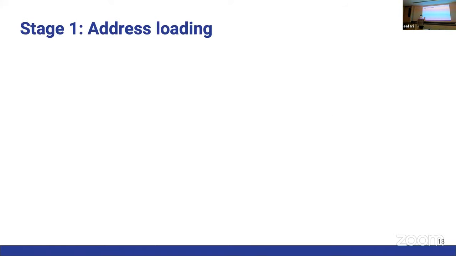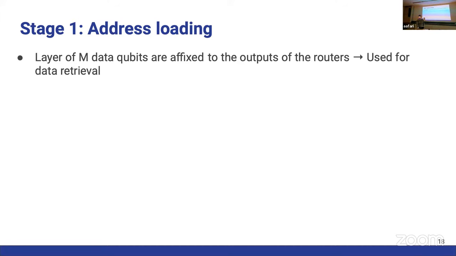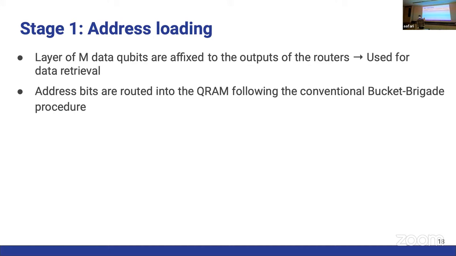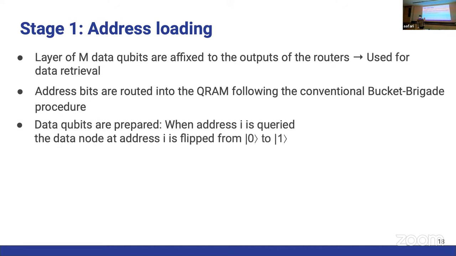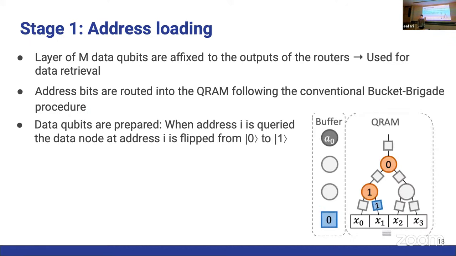Since we are talking about a router-based architecture, it is again divided into two stages. First being address loading. A layer of m data qubits are fixed at the output of the routers. These are later used for data retrieval. And the address bits are then routed into the QRAM following the conventional bucket brigade procedure. Data qubits are prepared. When address I is queried, the data node at address I is flipped from 0 to 1. Here we can see the final state after these steps have been completed.